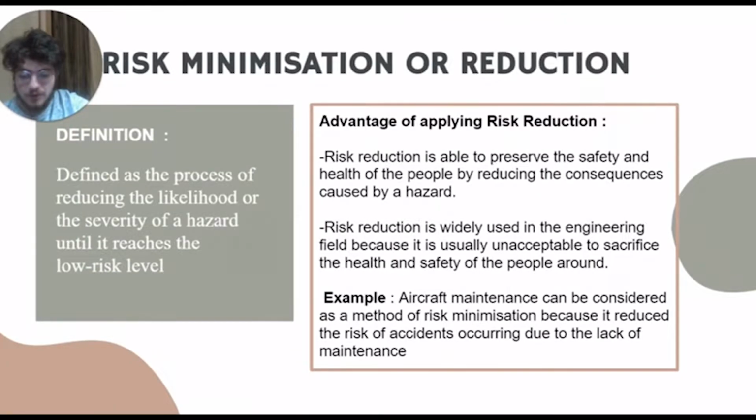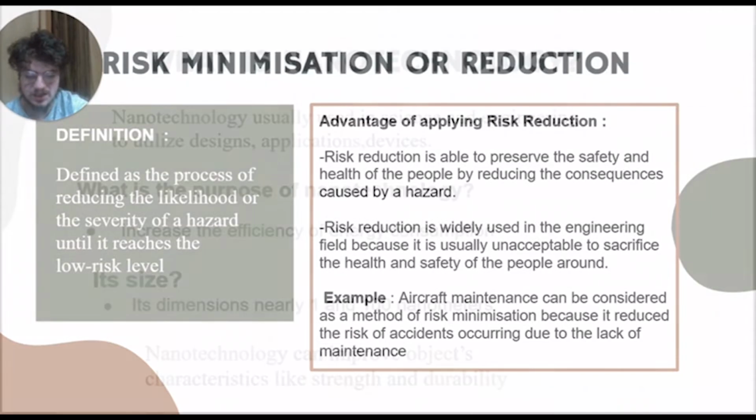For risk minimization, we can define it briefly as lowering the risk level from a serious to an acceptable level by reducing the likelihood or severity of the hazard. Reducing the risk level can have some advantages, like preserving the health and safety of the people. Another advantage is that in the workplace, especially in the engineering field, it's important to apply risk reduction because it's unacceptable to sacrifice the health and safety of the people around.